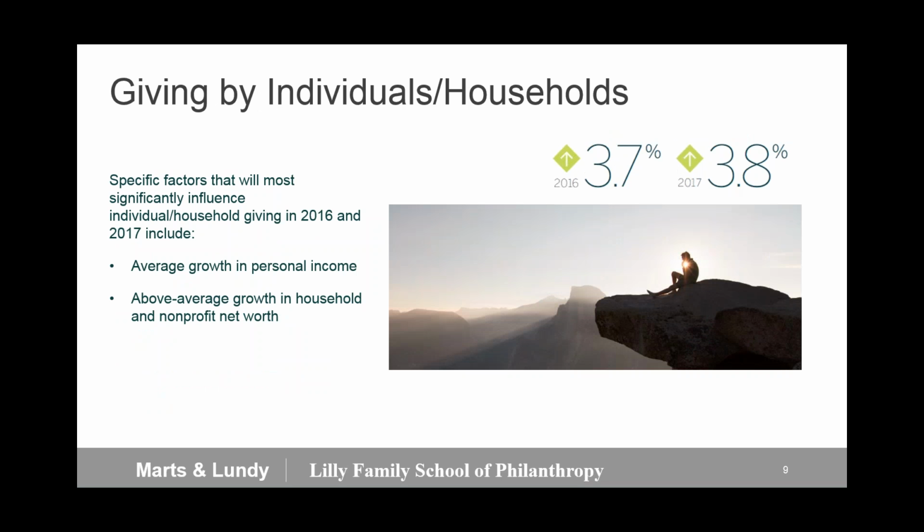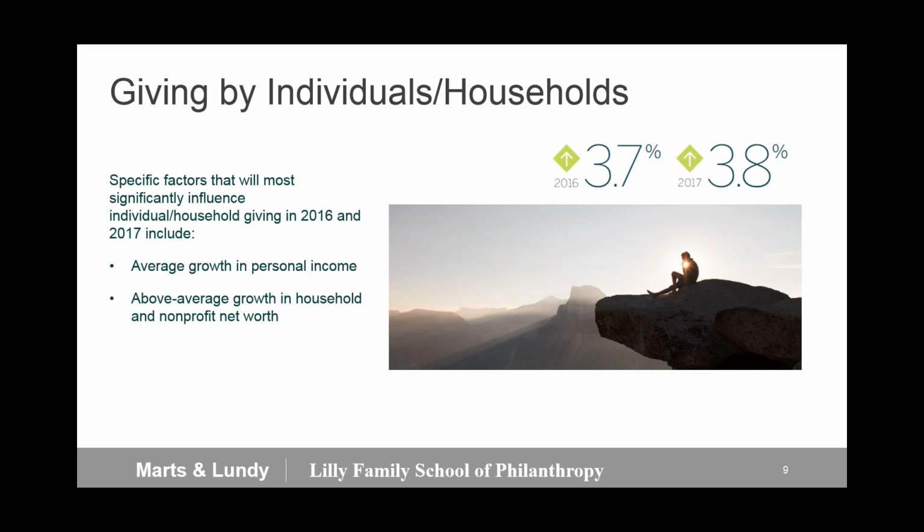So let's start with the individual component of giving. As we noted, individual giving is by far the largest segment of charitable giving, and this is composed of contributions from itemizers, households who itemize their charitable deductions on their income taxes, as well as those who do not itemize. So we're measuring here giving from all American households, itemizers as well as non-itemizers. We're predicting an increase of 3.7% in 2016 and a slightly higher rate in 2017 of 3.8%.